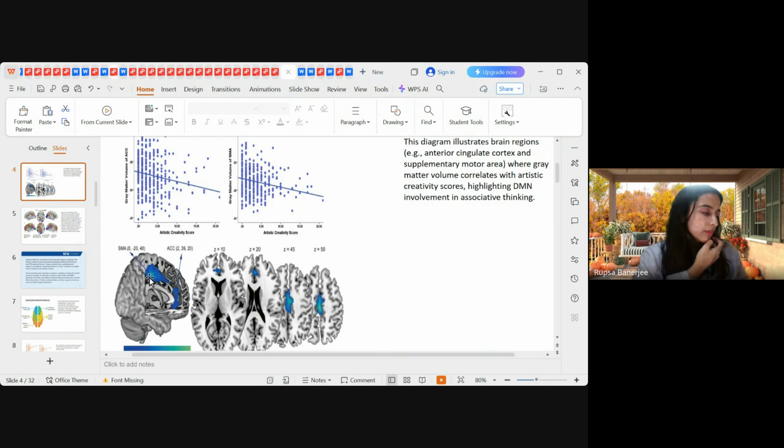So particularly, the executive control network involves lateral prefrontal cortex, all right, the inferior parietal lobule, and the anterior cingulate cortex that we see over here. Okay, and it supports goal-directed attention, cognitive flexibility, and inhibitory control.